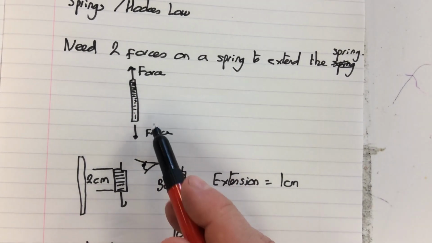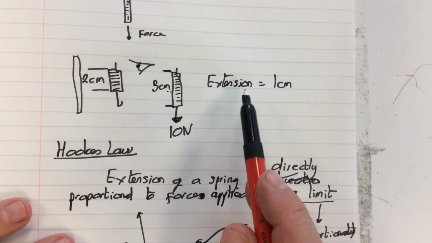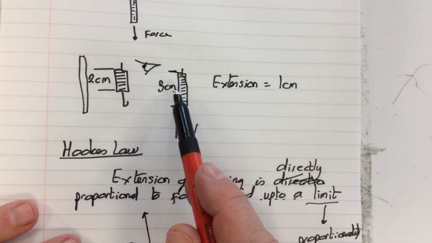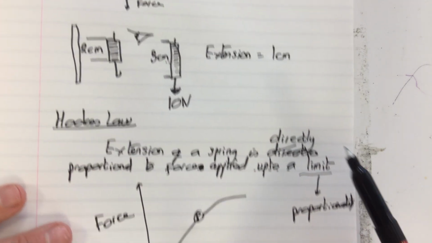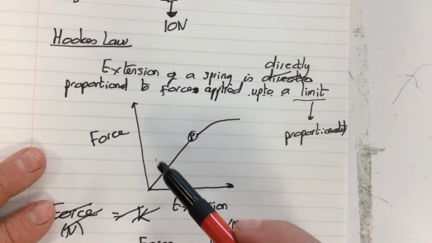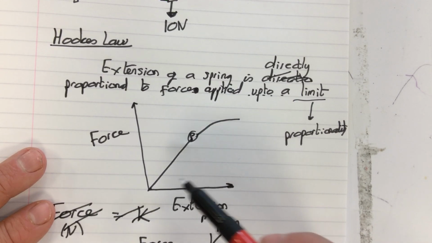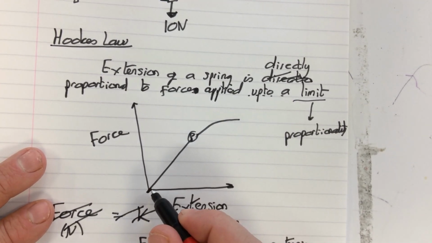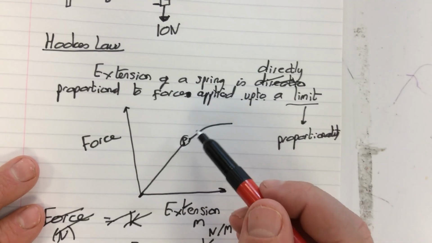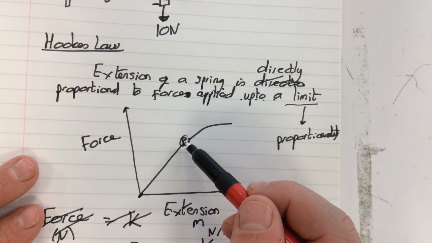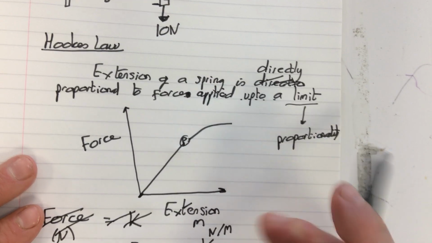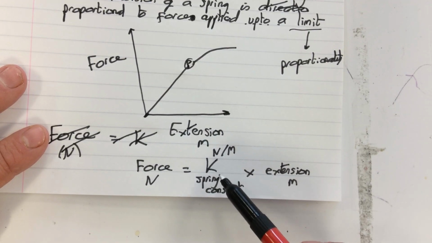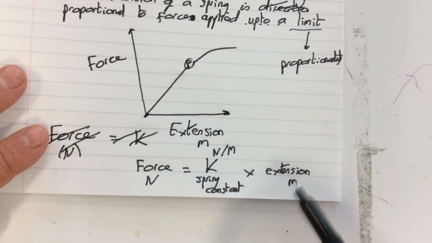Okay, so it's important to remember that when we're talking about springs and Hooke's law, you always need two forces for the spring to extend. You need to know how to work out extension, which is the change in length at the end compared to how it was at the start. Hooke's law states that as you increase the force, the extension increases, and that's directly proportional. It has to go through that point there that's called the origin. But we get to a point which is called the proportionality limit, where that rule no longer applies. The equation is force in newtons equals a spring constant in newtons per meter times the extension.